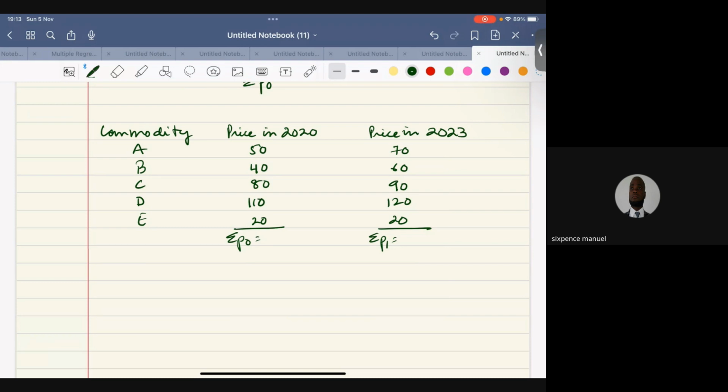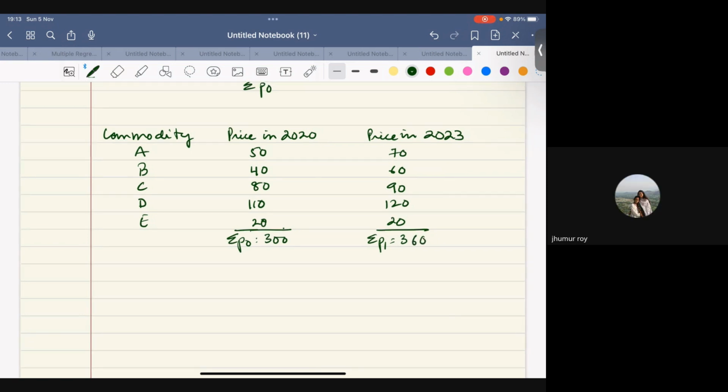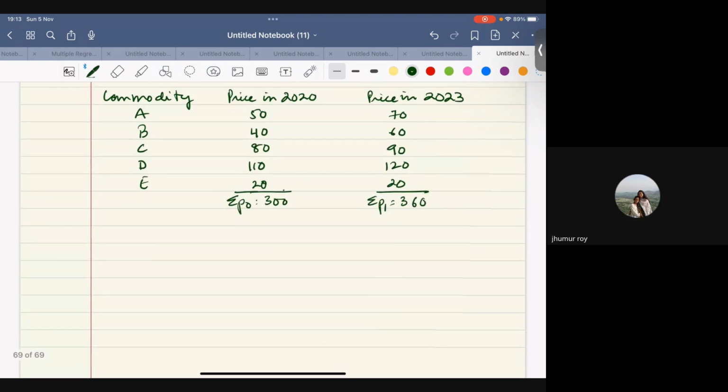300. The first one is 300. The other one? And correct. The second one? The second one is 350. 350? Is it? 360. Yeah, 360. Yes, that is it.